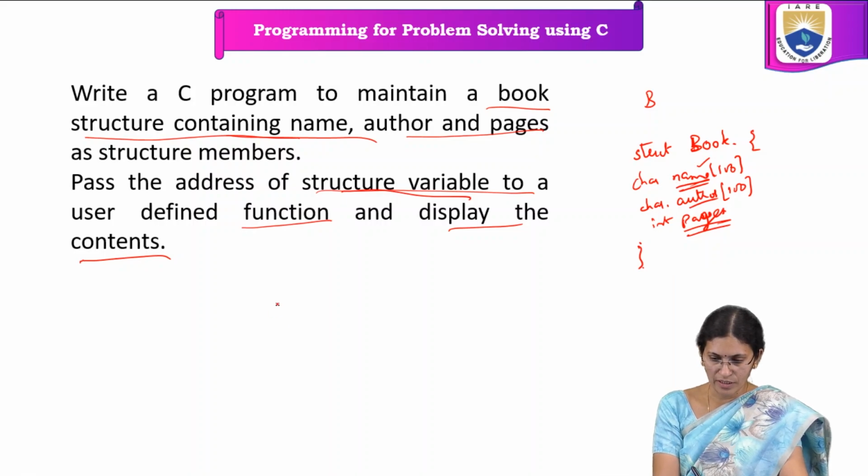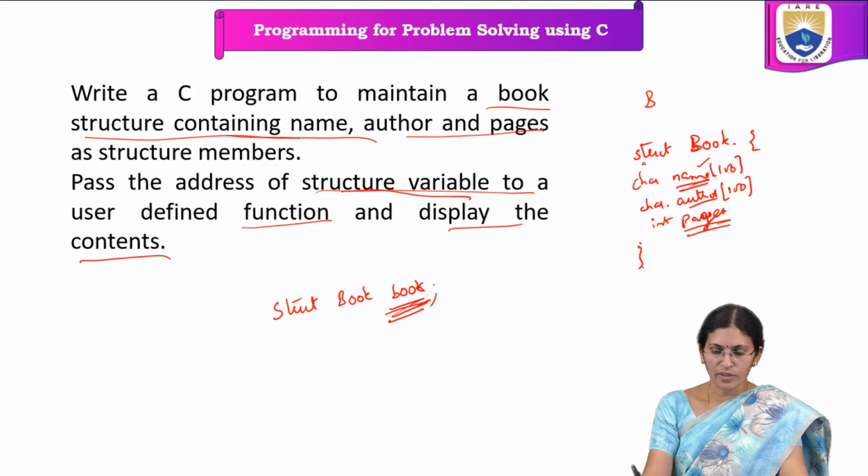So we are going to declare a variable of type struct book. Suppose we have declared a variable. So this is the variable of type struct book. We are going to pass this variable to a user defined function and display the contents. So we have to pass the address here.